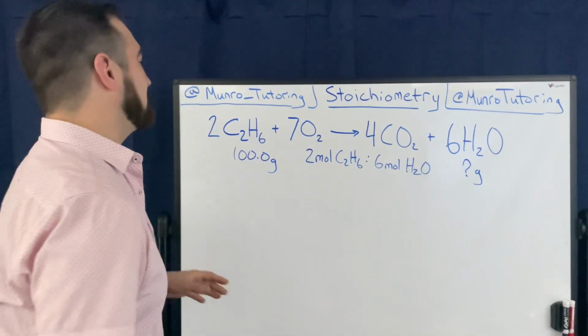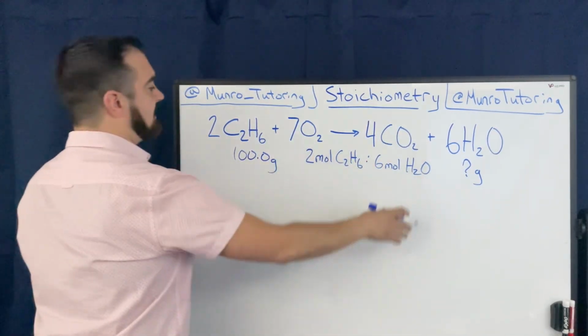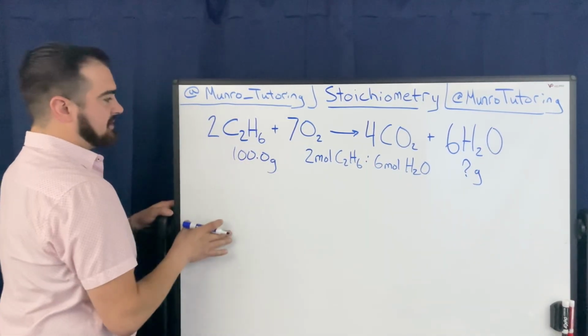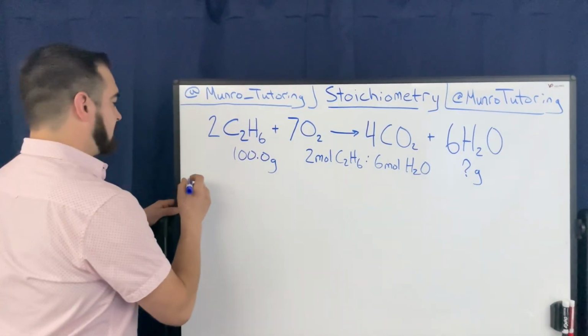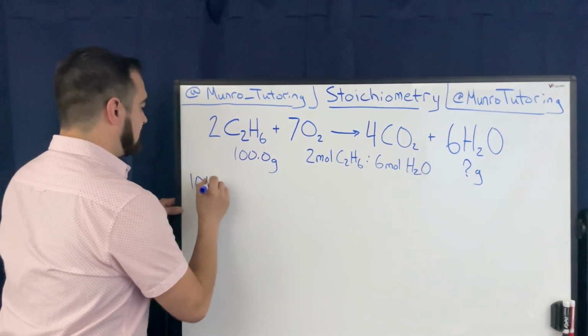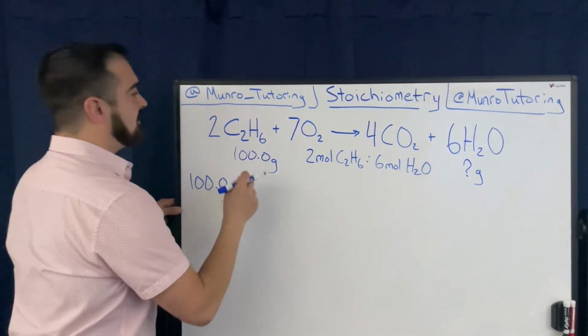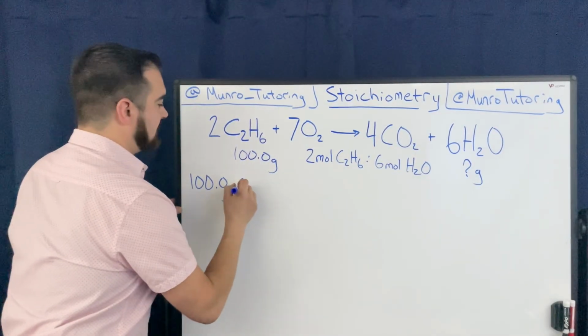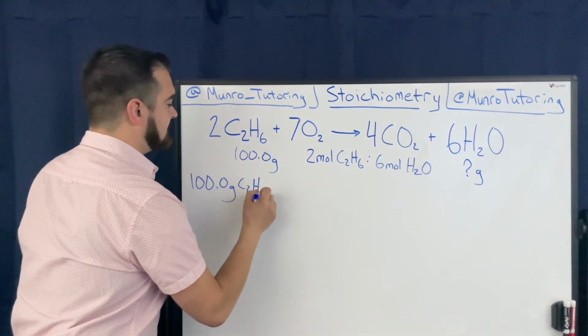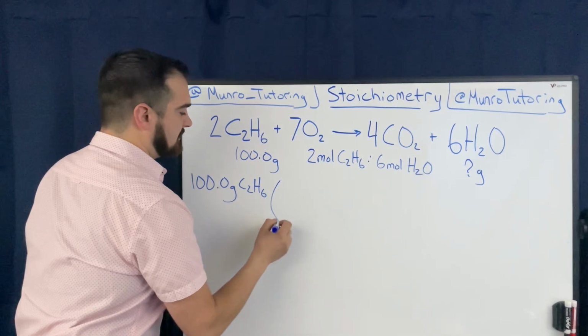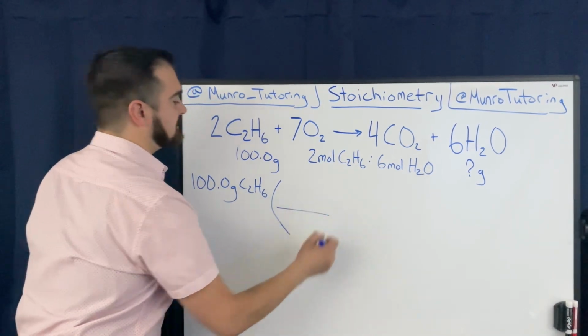So let's continue. Now, once we have this written out, we're going to take our given information and put it to the left like we always do, and that's going to be 100.0 grams, and we always label what the stuff is, of C2H6. Without that label, we're very likely to make mistakes.